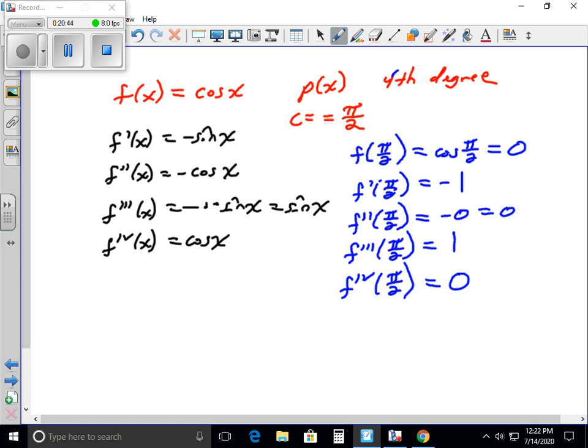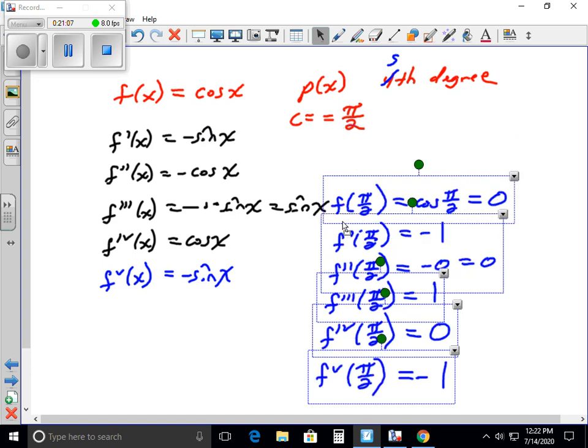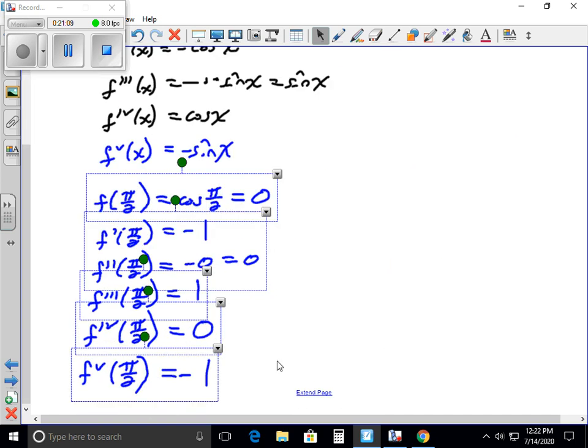And let's actually go to 5. So our fifth derivative would be minus sine. So our fifth derivative at pi over 2 would be negative 1 again. So we're going to use those values to get our A. So let's bring these down here.